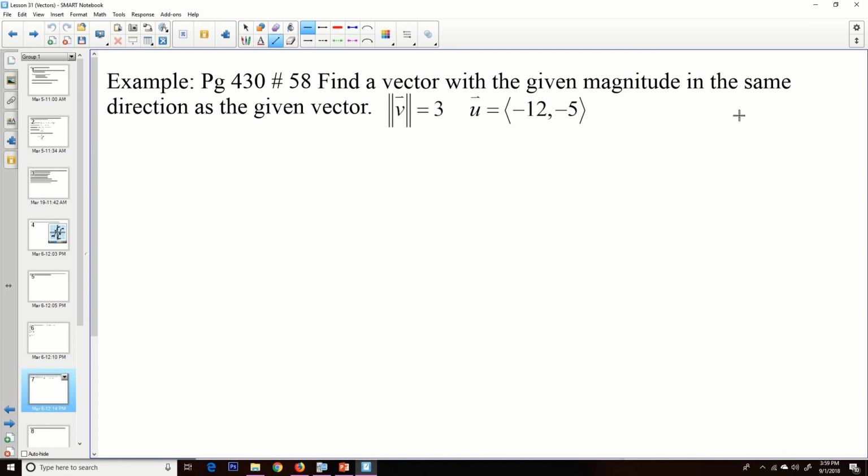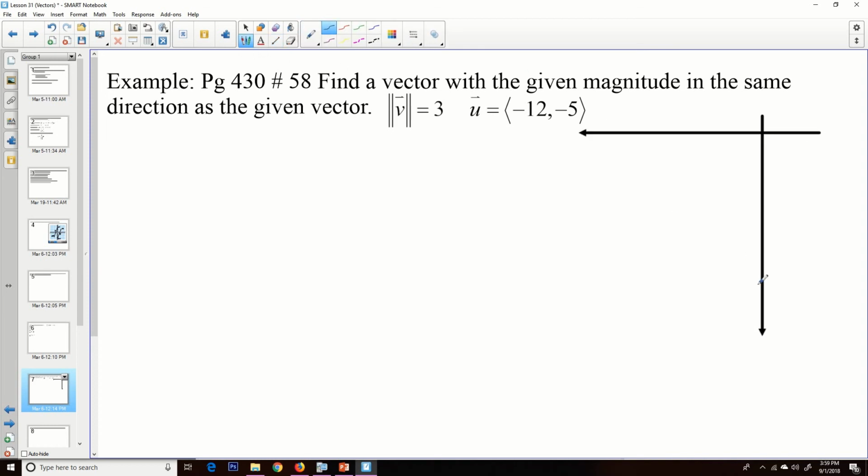So let's see here, real quick, let's draw. And let's do it like this, and we'll go negative 12 here, and 5 there. Draw in that vector. Okay, so clearly this vector right here, this vector that we were given, u, is not 3 units long. In fact, it's a lot longer than that, because even if we pulled it straight up there, that vector is 12, and so this vector has to be longer than 12, and I don't know what it is.